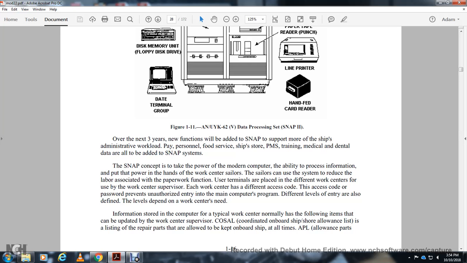Each work center supervisor has a different access code. The access code, or password, prevents unauthorized entry into the main computer's programs, and different levels of entry are defined by the needs of the work center. Information stored in the computer for a typical work center normally includes the following items.